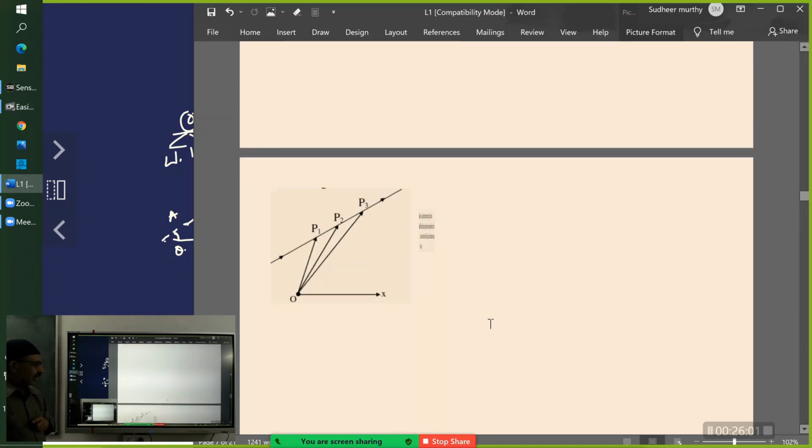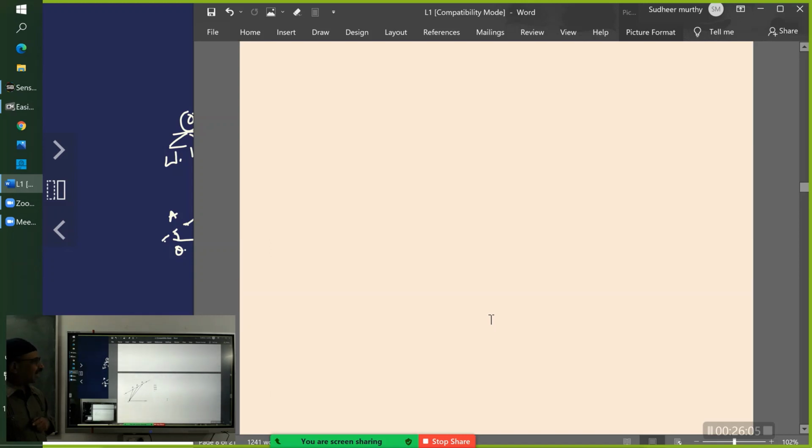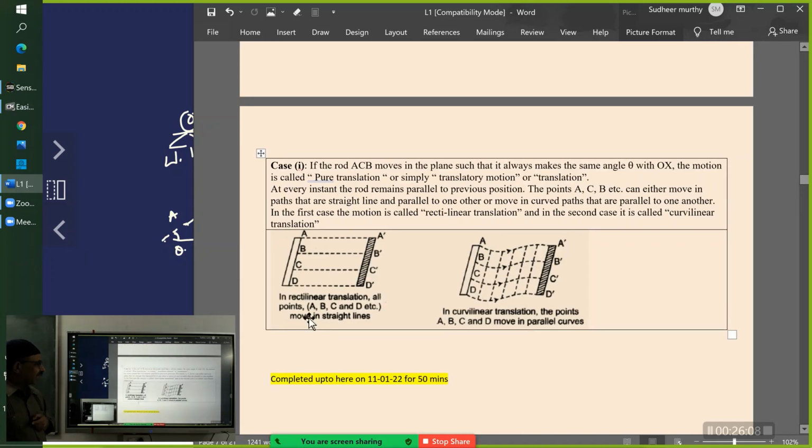See, both are pure translations. Right now I told, this is rectilinear translation and this is curvilinear translation. Both are pure translations. Why are you confused? Why are you using that word here? See, we are discussing a rod.